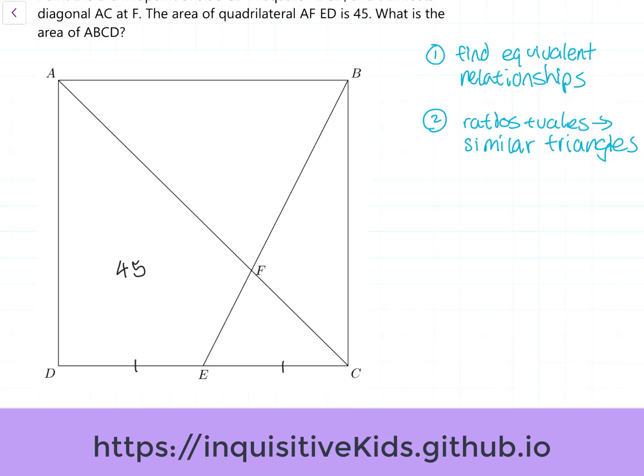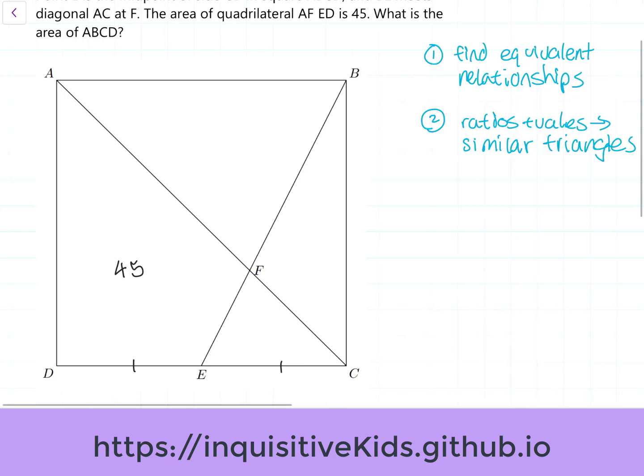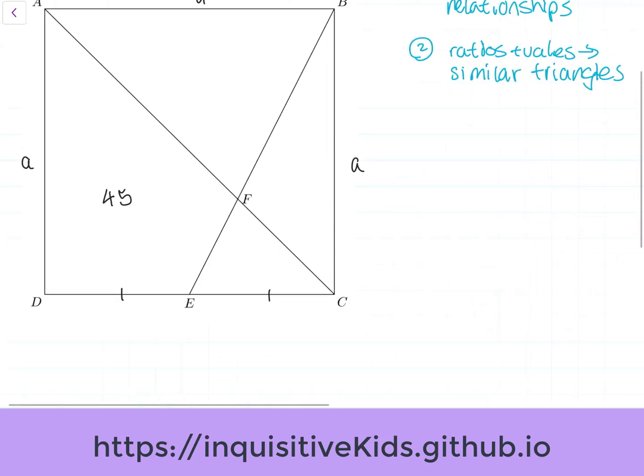Let's first start by setting a variable. The variable that makes the most sense here is the side length, right? Because in order to find the area of a square, the only thing we need to know is its side length. So let's call it side length A. So this is A. And here we have A over 2, A over 2.